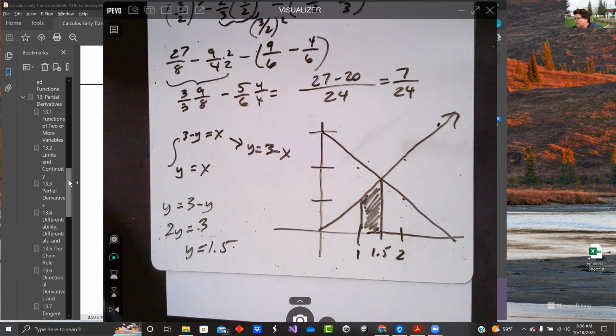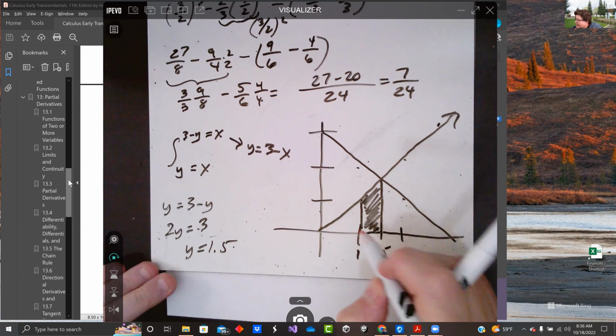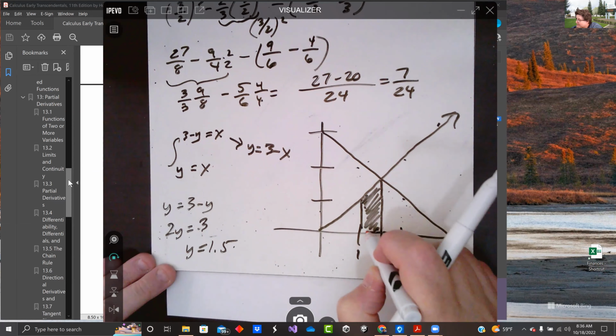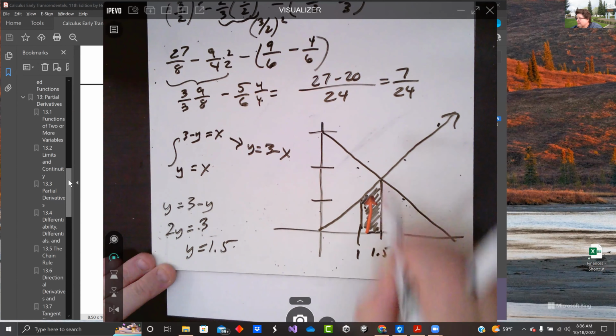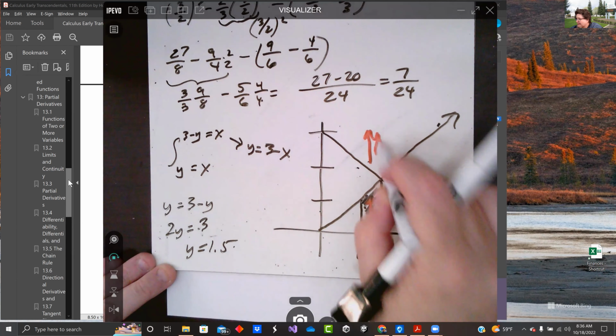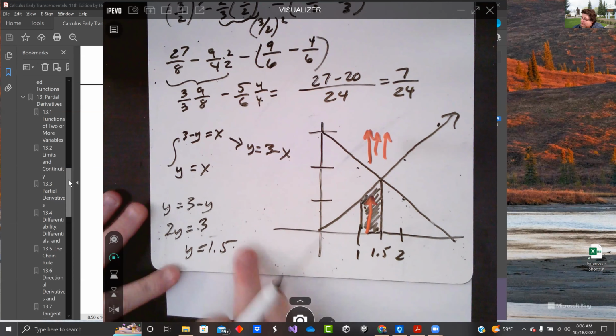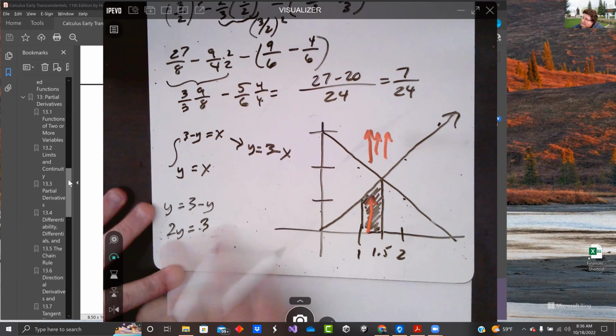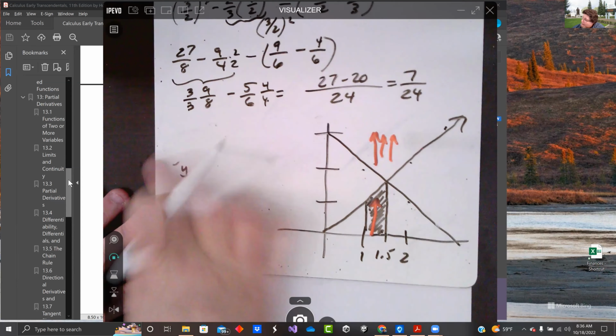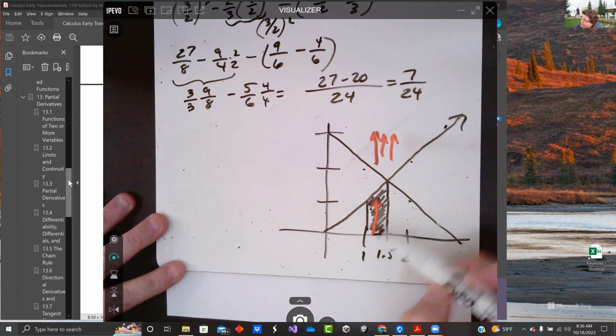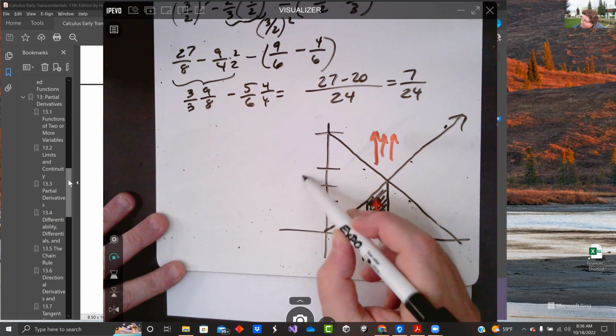Now we did the dy dx first, which means little slivers of x. We did the little slivers of x and then we integrated along y. So now if we change it up, y is our outside integral. So let's take a look at what happens. We know this crosses at 1.5.